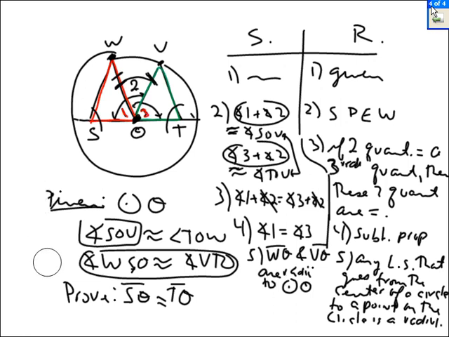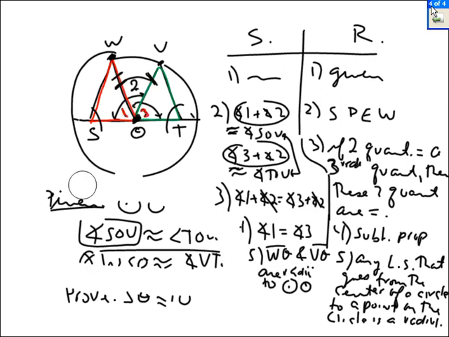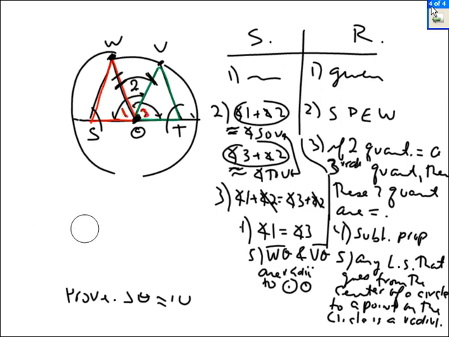Now, statement 5 or statement 6, I hope you realize what that's going to be. Statement 6 is going to be that WO and VO are equal or congruent. WO is congruent to VO. And the reason is, not R, but all radii of a circle, all radii of circle O are congruent.